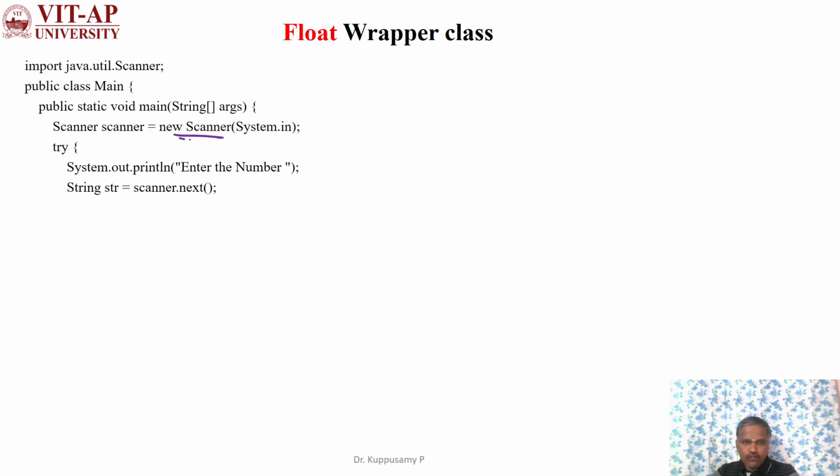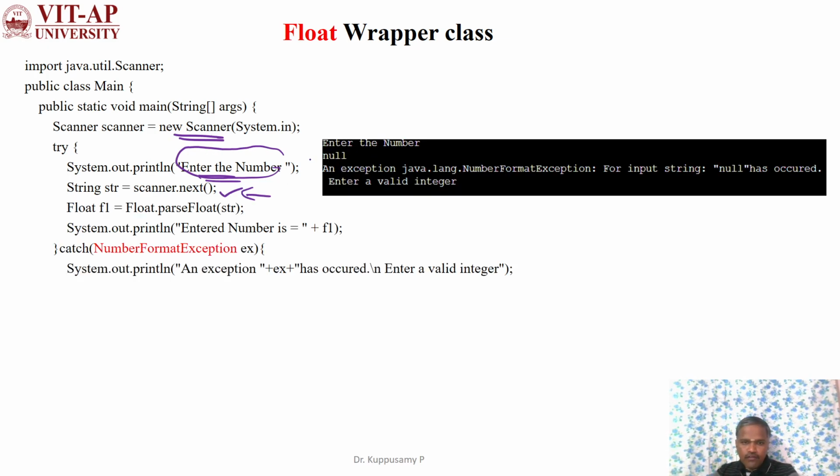Another example is given here, receiving user input during the runtime of the program: enter the number. But here we are asking for a number, but we are receiving a string as input. Look at that, we are passing null here. Since it is null, it cannot be converted into a floating point. This is a small f, the float primitive data type.